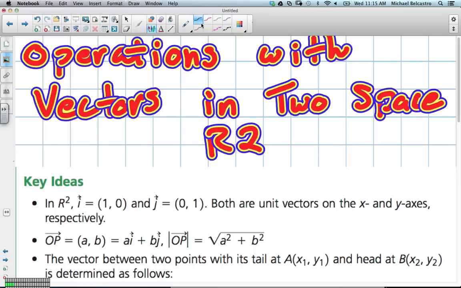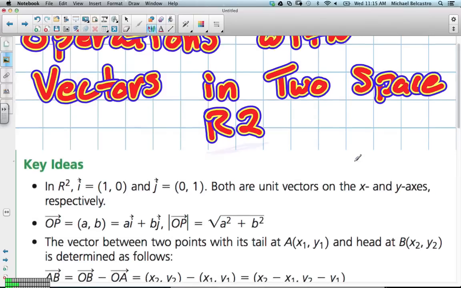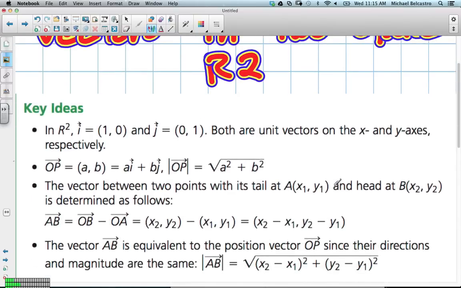We're going to talk about operations with vectors that are specifically in two space. A lot of these are going to be very familiar to us because we've been working with XY axes for many years now. What I'm going to do is relate these back to some equations that you used in the past.